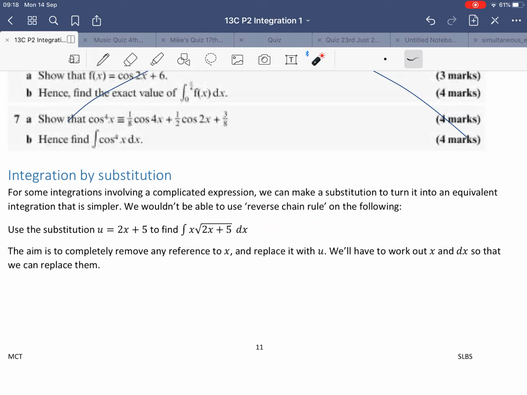So what we're going to do is use a substitution, and usually they'll tell you what substitution to use. Here, the aim is to completely remove any reference to x and replace it with u. We'll have to work out x and delta x so that we can replace them. We start off with an integration in x, and we're going to end up with an integration that's got u's and a du at the end. You cannot integrate a function in u with respect to x, so this has got to end up being some function of u du. And we're aiming to make it more simple than it is at the moment.